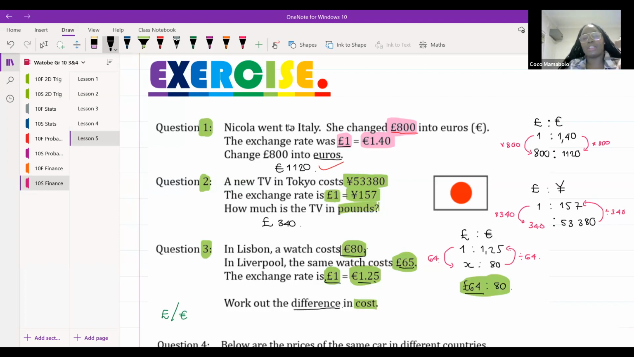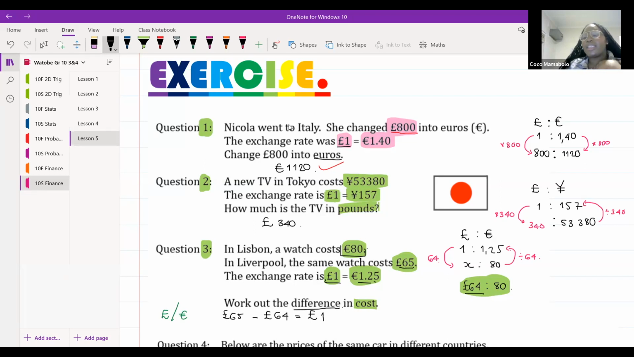Correct. Highest minus lowest. We're going to subtract, right? So we can go 65 pounds minus 64 pounds is equal to 1 pound. So there's a 1 pound difference in the watch that you would buy in Lisbon rather than in Liverpool.